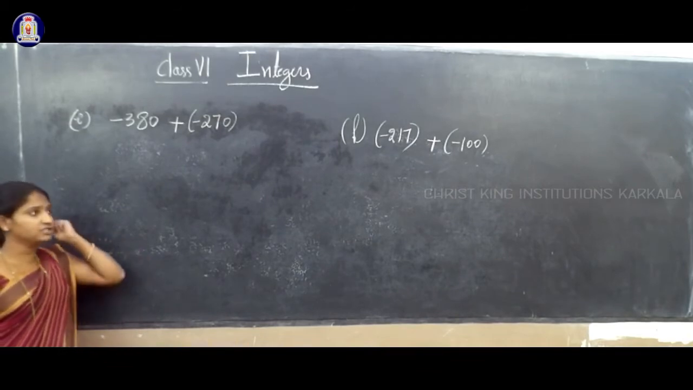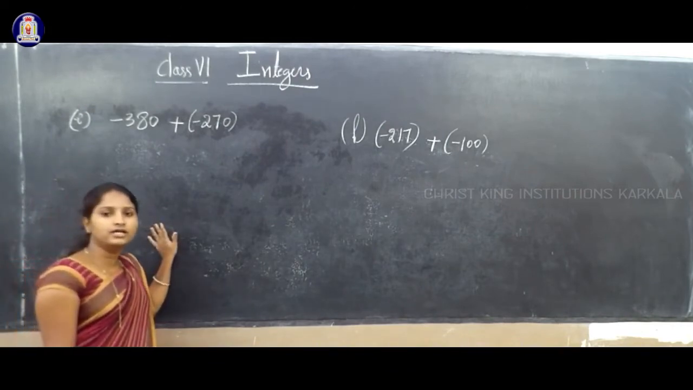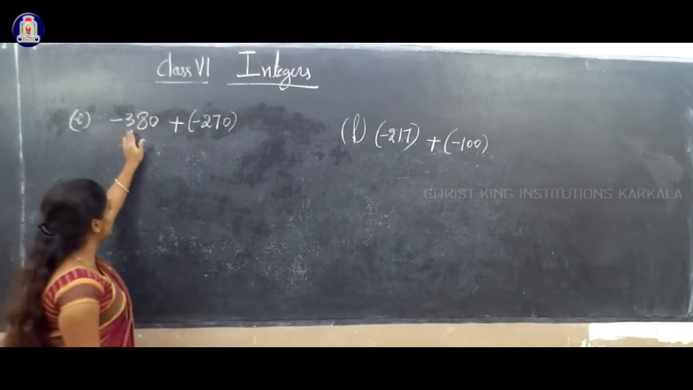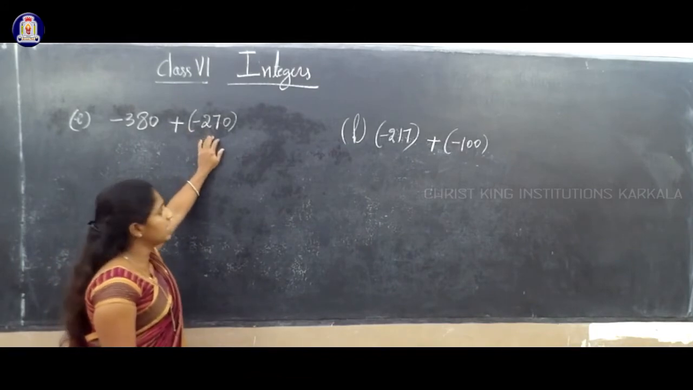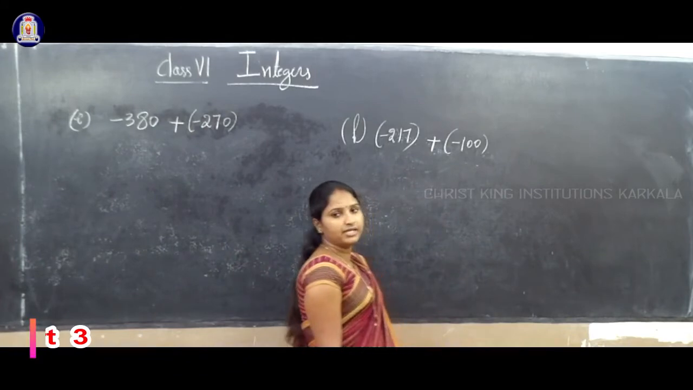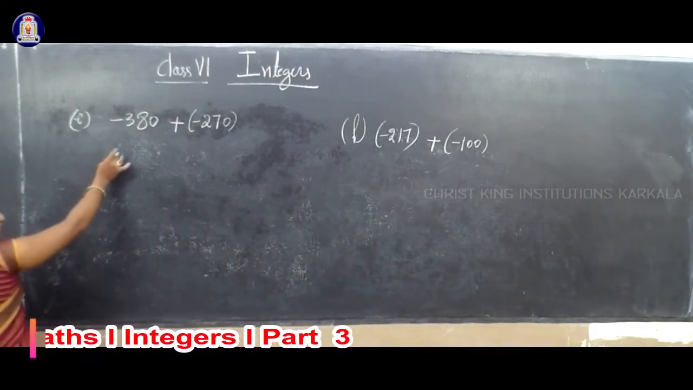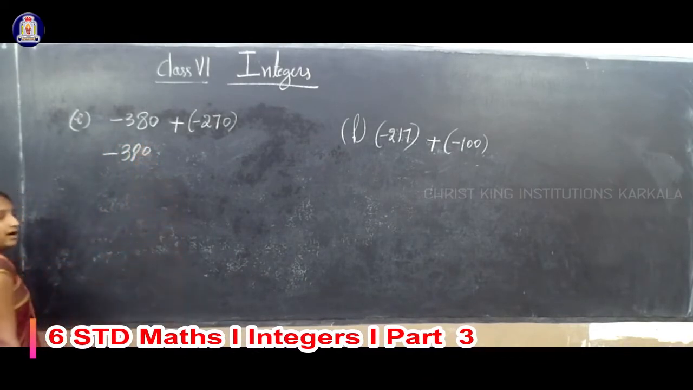Okay. Next question. See, this is the fifth question. Same question. We have to add without using number line. Add the integer without using a number line. Clear? So in the fifth question, the integers are minus 380 plus minus 270. Another one minus 217 plus minus 100. Clear? So in that, say fifth question, the integers is minus 380. So write as it is minus 380.